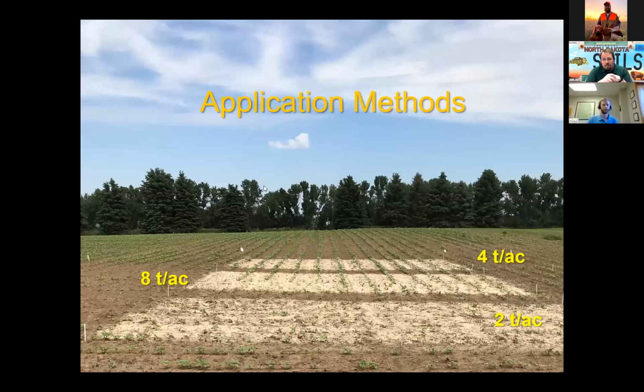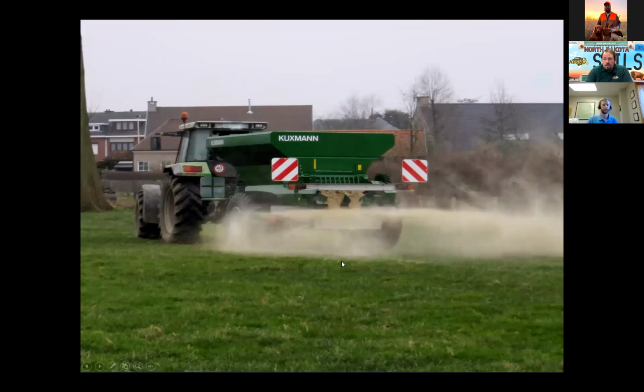And so I'm going to talk a little bit about application methods. These are some hand-applied trials that we did up at Minot. In the foreground is 2 tons, in the middle is 8 tons, and in the background is 4 tons per acre. And so there's all sorts of different spreaders out there.